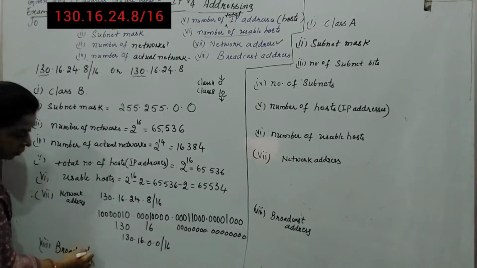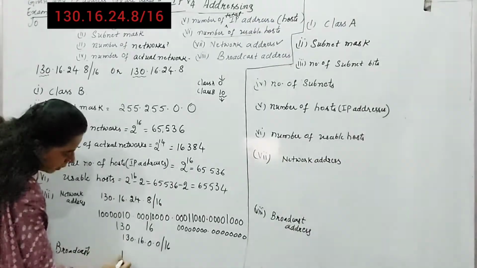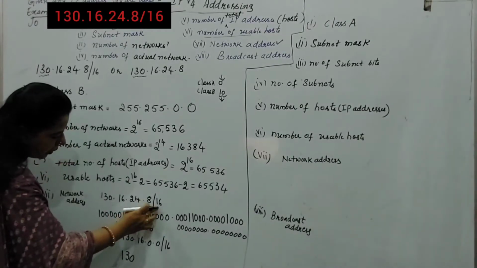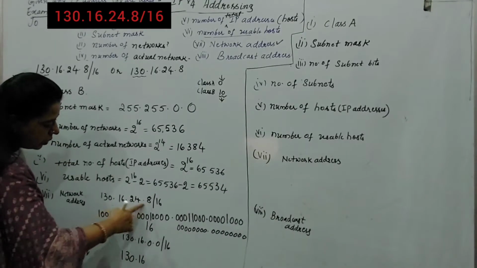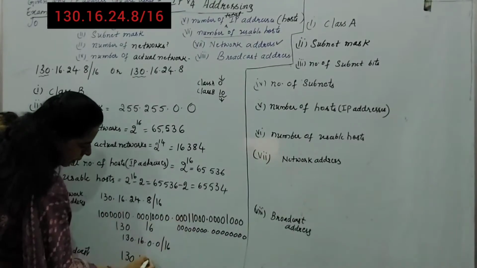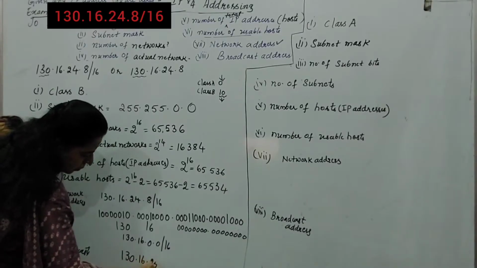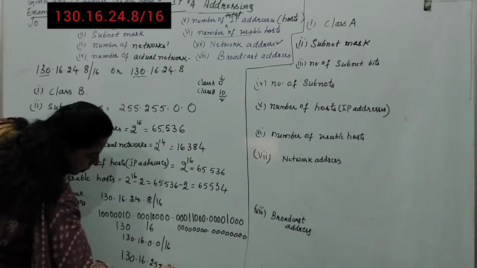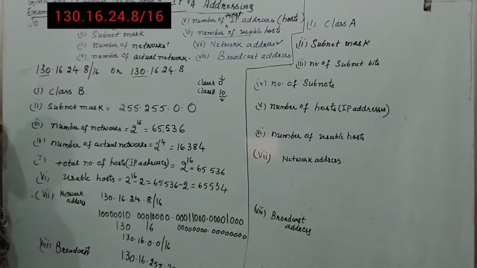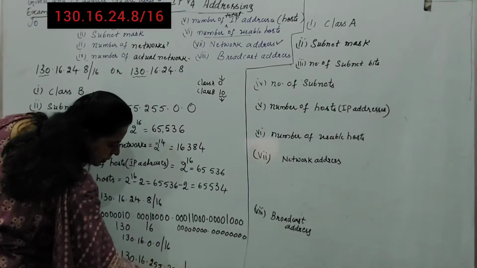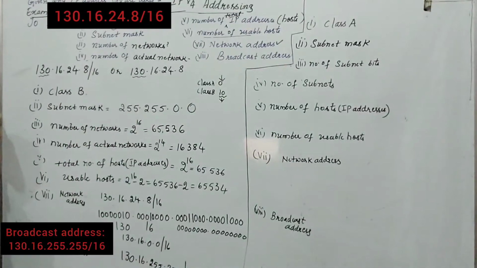And to find the broadcast address, the host bits you write in terms of ones. Whenever the default value is given, the first 2 bytes you write down as they are, because the remaining 2 bytes represent the host bytes, and those should be written as ones only. The equivalent decimal value for all ones in the 2 bytes is 255. So your broadcast address is 130.16.255.255. Hope it is clear to you all.